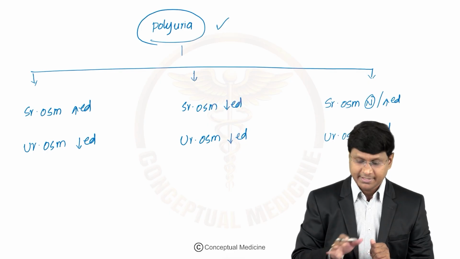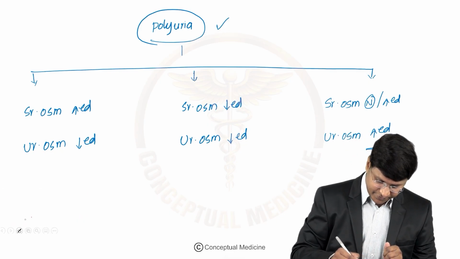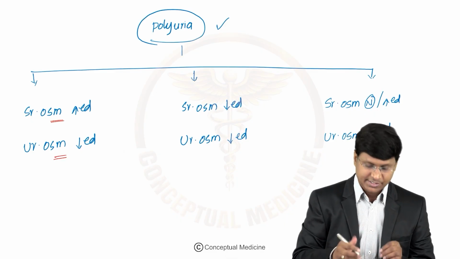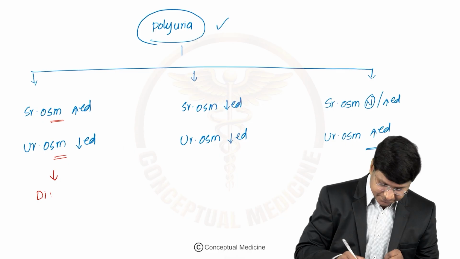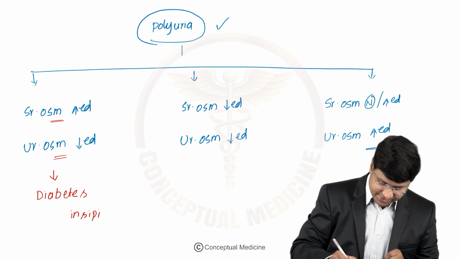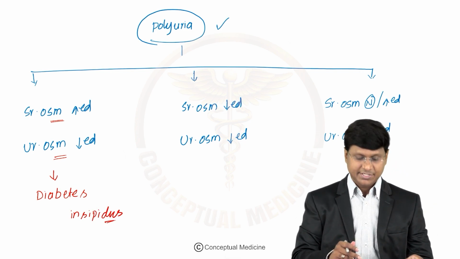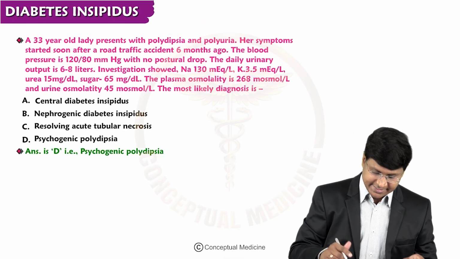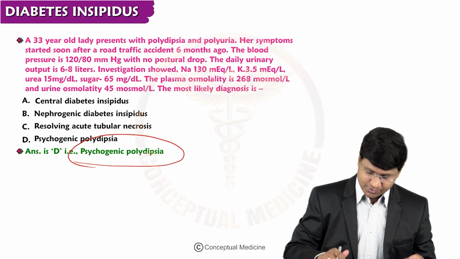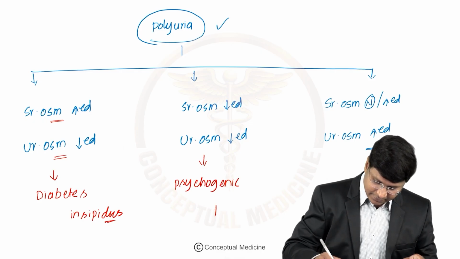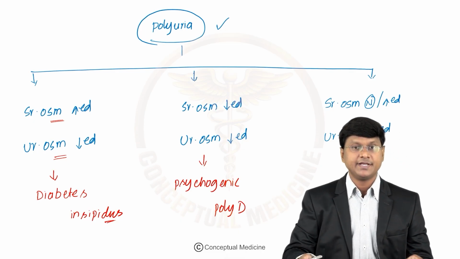Now I should be able to make out what these three clinical scenarios are. If you take the first one, increase in serum osmolality and decrease in urine osmolality, that is the current disorder we are discussing, diabetes insipidus. So in diabetes insipidus, please remember the serum osmolality is increased and urine osmolality is decreased. Take the second scenario, decrease in serum and decrease in urine osmolality. Just now we have discussed, that is psychogenic polydipsia.